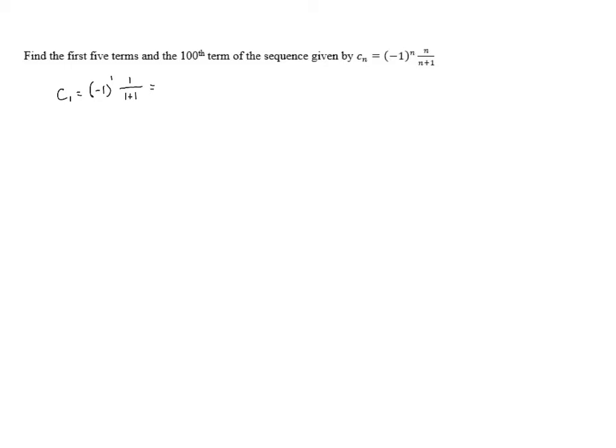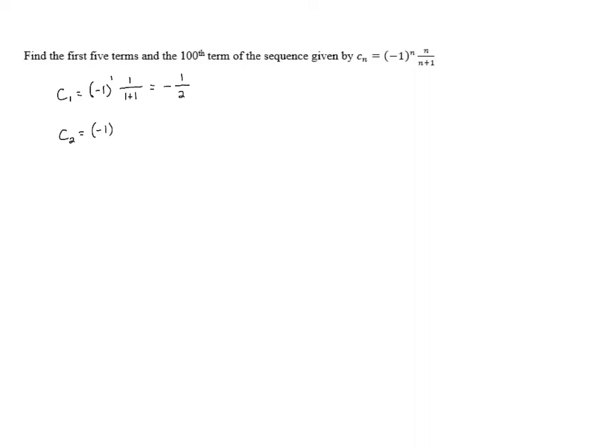For the first term, c sub 1, we've got -1 to the first power times 1 over 1 plus 1. Now, a negative to an odd power is going to stay negative, so we're going to have a negative out front, and then we've got 1 over 2, so -1/2.